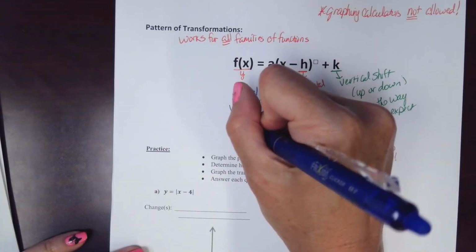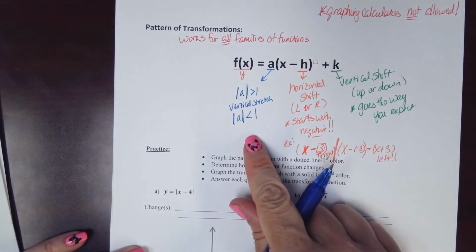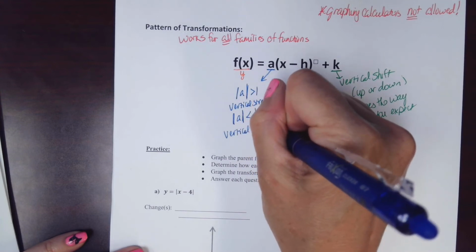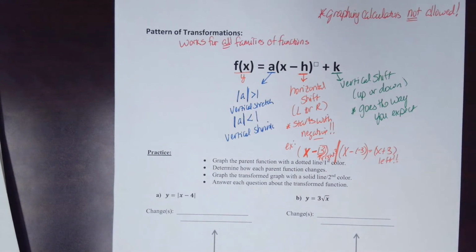If that value A, not positive or negative, just the absolute value of A, is less than 1, if it's a fraction, it's going to give me a vertical shrink. And I think about grabbing the ends of my functions and squishing them in together. Okay. What about if it's positive or negative?